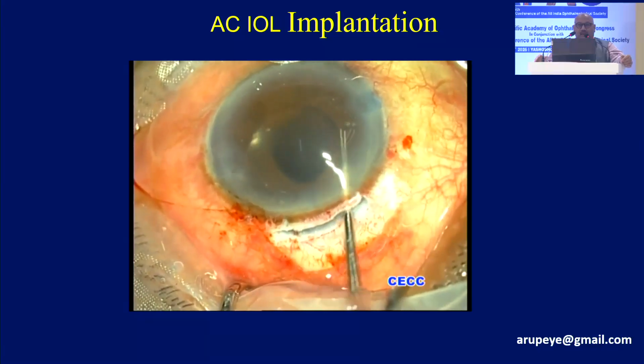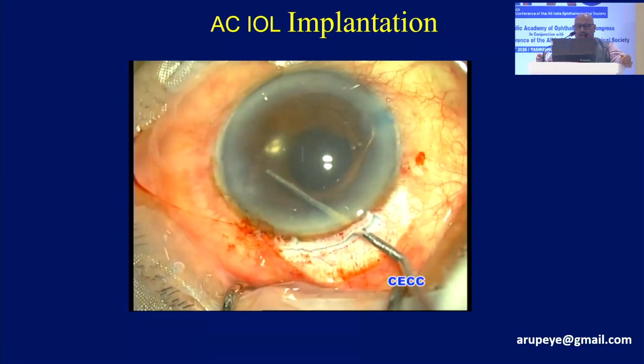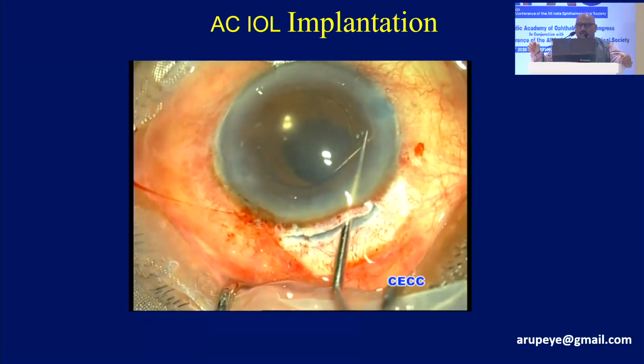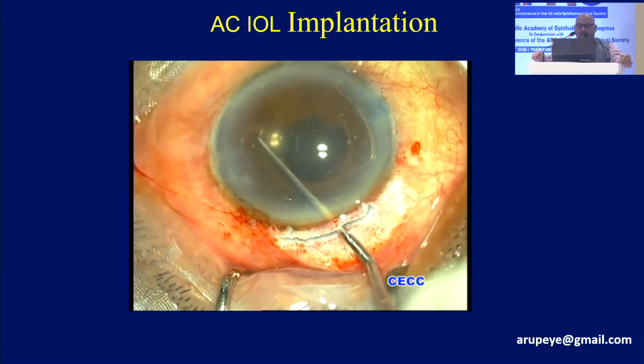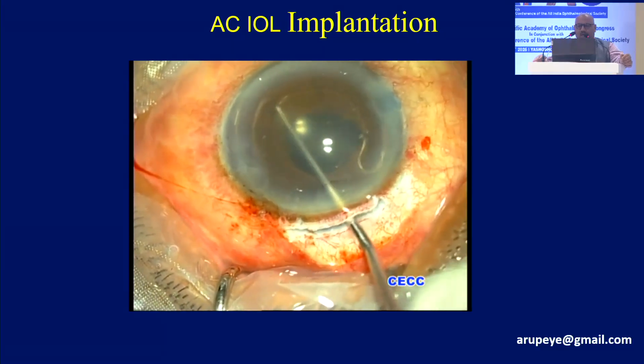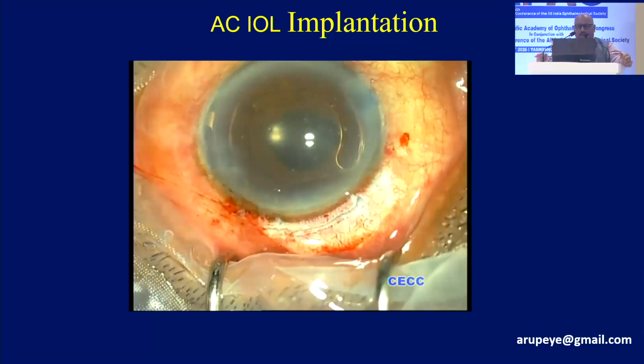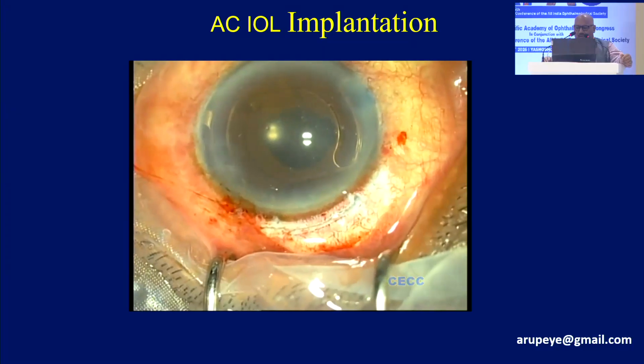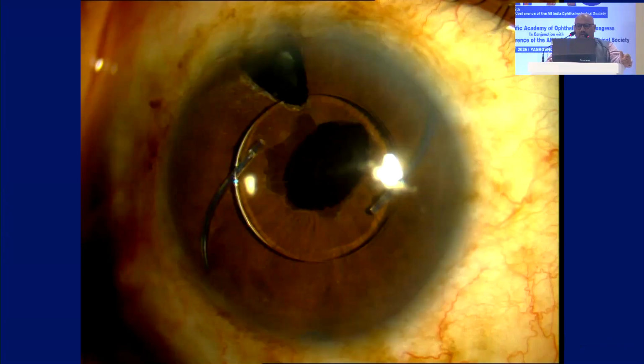Some people say that the AC lens should not be dialed. I think it is not so, because the lens is not resting on the angle, it is resting on the scleral spur. So if you have placed the lens properly, a gentle handle rotation after compressing the haptic, making sure that the haptic which is in the position of the angle is pulled away from it, and then rotate the nucleus and keep it in the right axis.